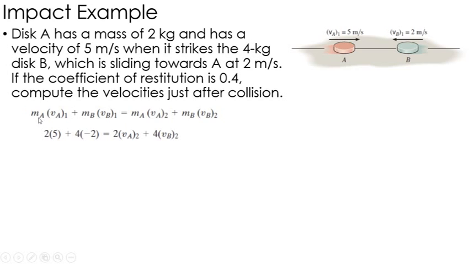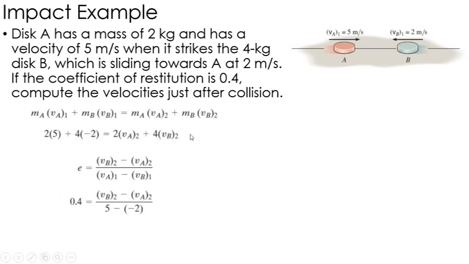the mass is 2 kilograms times 5 meters per second. For block B, it has a mass of 4 kilograms and a velocity of -2, again going in the opposite direction, meters per second. So that's my initial momentum. My final momentum is basically 2 times VA2 plus 4 times VB2. So again, my unknowns are my final velocities, but I know my initial momentum and the relation to the final momentum.